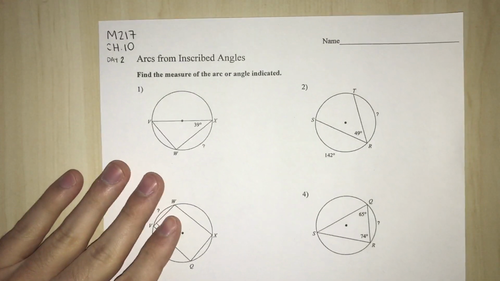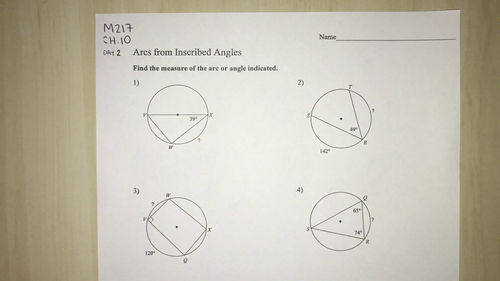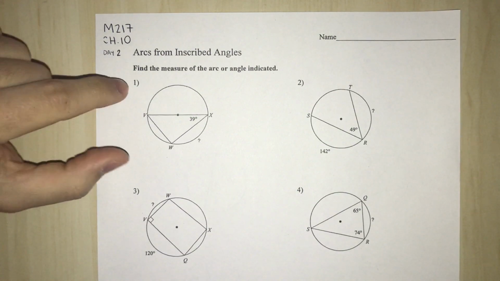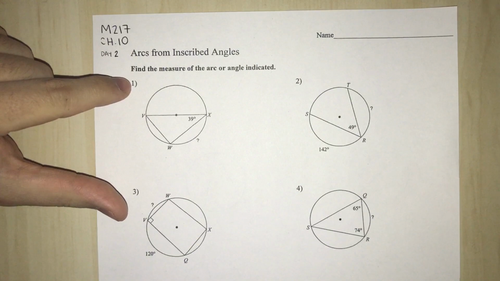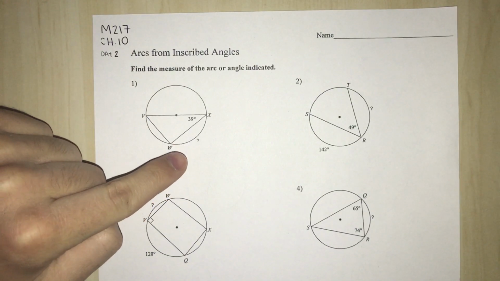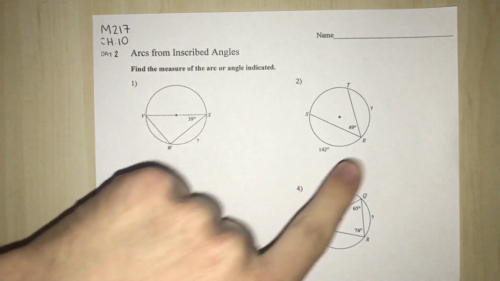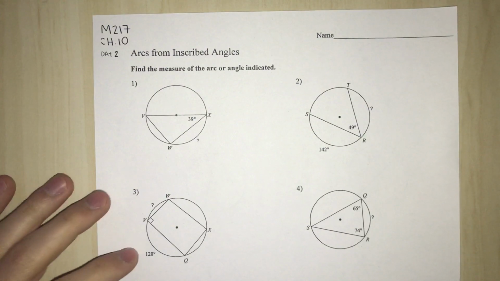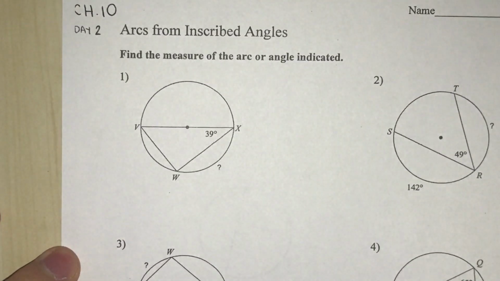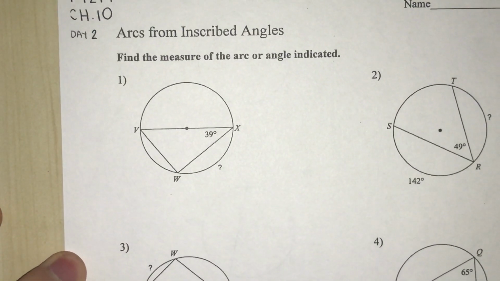So last but not least, we're gonna do this one here, the arcs from inscribed angles, okay? So let's do a couple problems together, all right? So on the front page, it says find the measure of the arc or angle indicated. So there's gonna be question marks that we need to find, right? Here's a question mark, there's a question mark, et cetera. So let's start with number 1, because number 1 could be a little tricky if you don't know the stuff, okay?